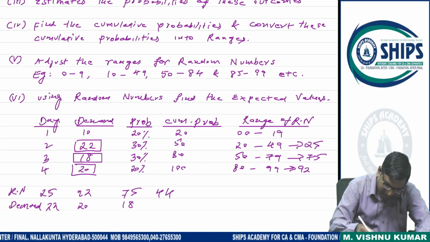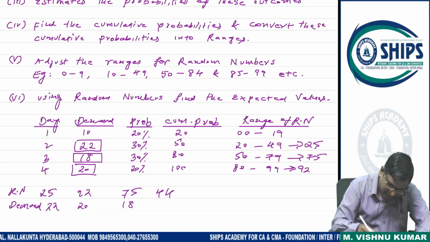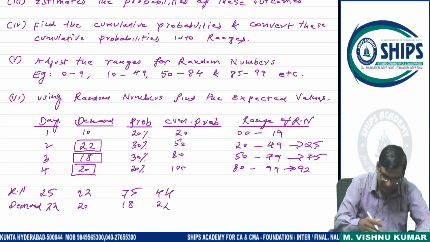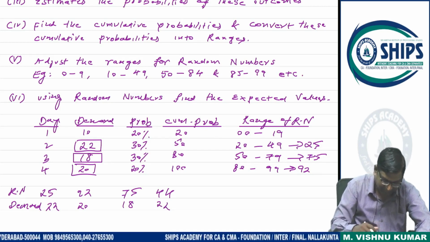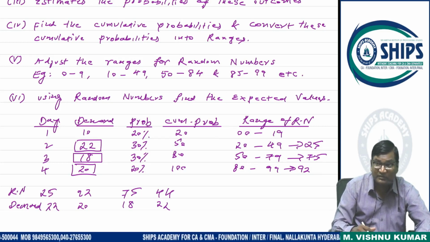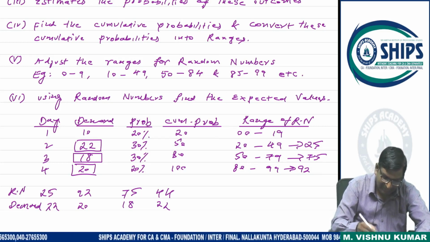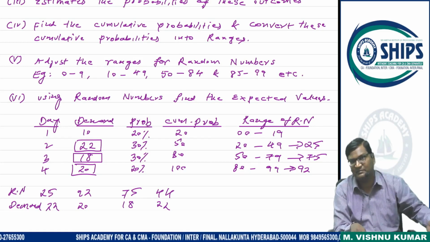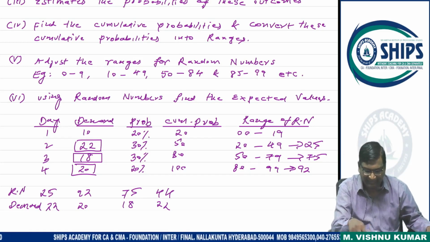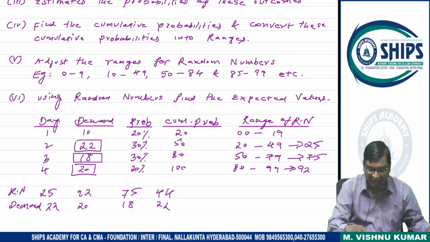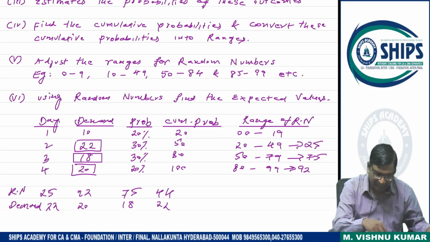Then the random number is 44. 22. So this is your simulated demand. This is what? Simulated demand. This is the reason probabilities are very important in this model. Without probability, a range will not come. And without a range, we cannot use random numbers for prediction.